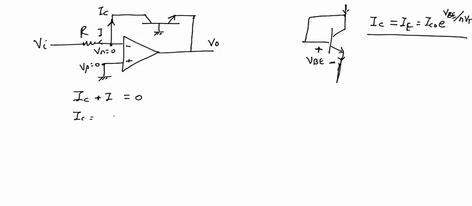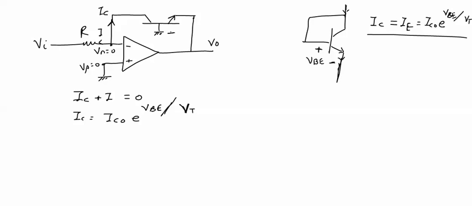and for IC we will put the expression IC equal to ICO into e raised to power VB upon Vt, where, sorry, there will be no eta in this expression, where Vt is the thermal voltage and ICO is the reverse saturation current of a transistor.